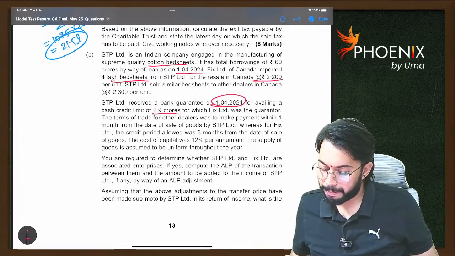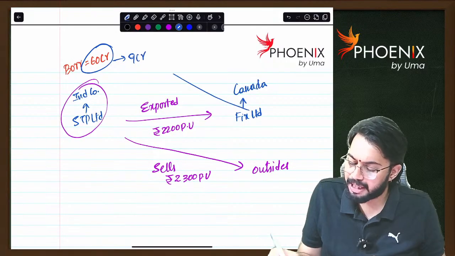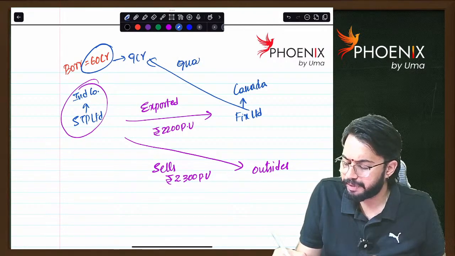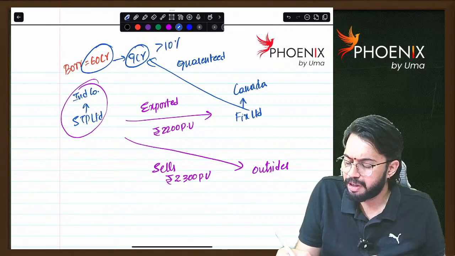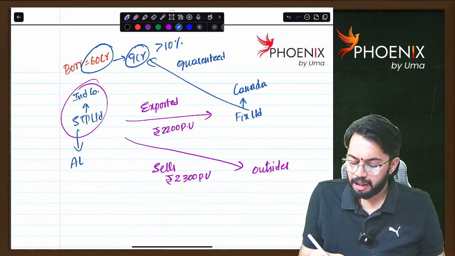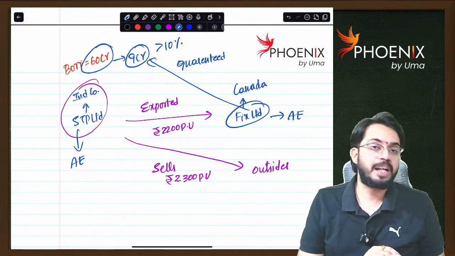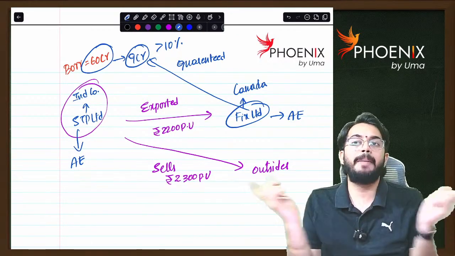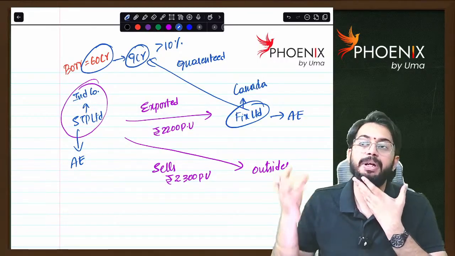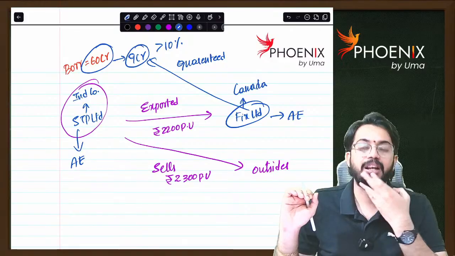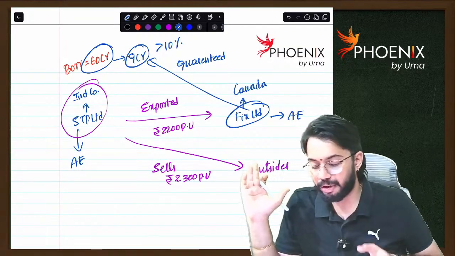Out of 60 crore rupees, 9 crores is guaranteed by Fix Limited. 9 crores is guaranteed. 9 crores means what? It is greater than 10%. So we can tell Fix Limited and STP Limited are associated enterprises. So the transaction is happening between associated enterprises and it is an international transaction because one of the parties is non-resident. Whenever it is an international transaction, transfer pricing provisions are applicable.